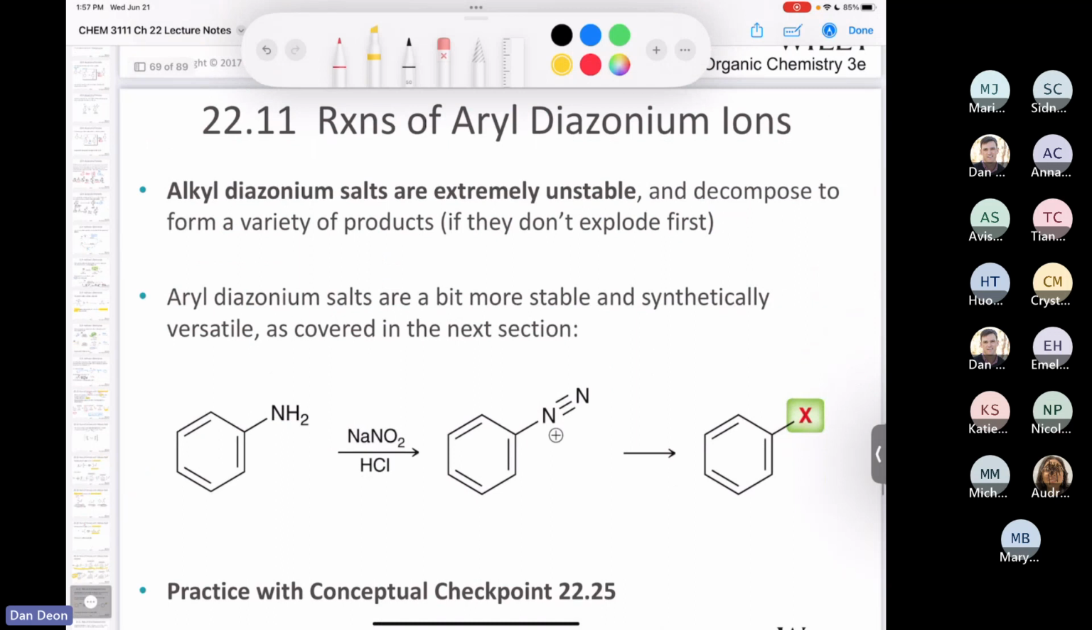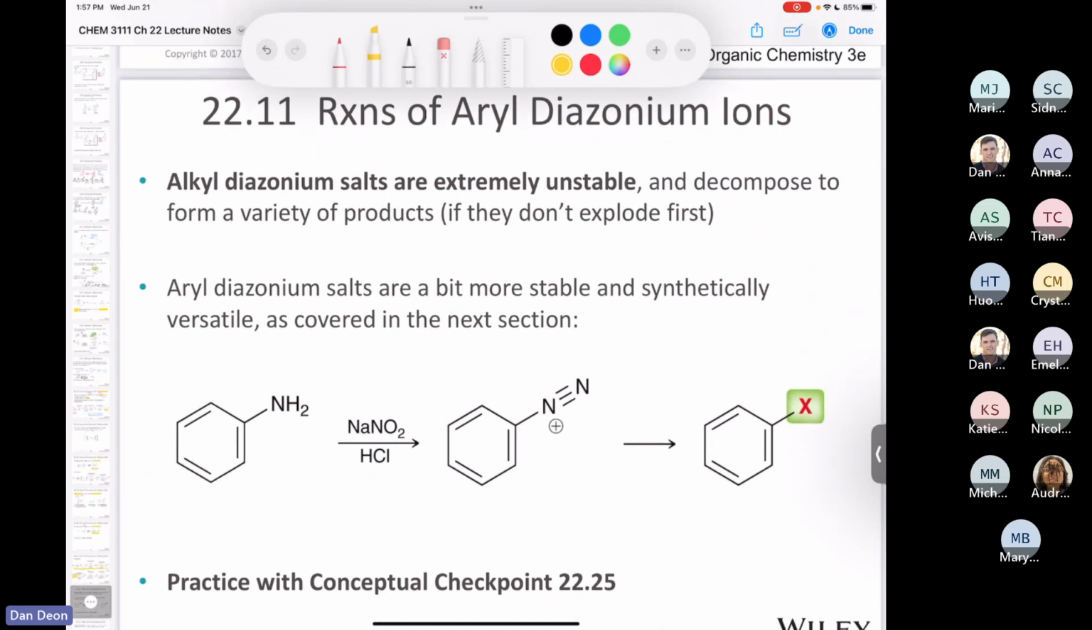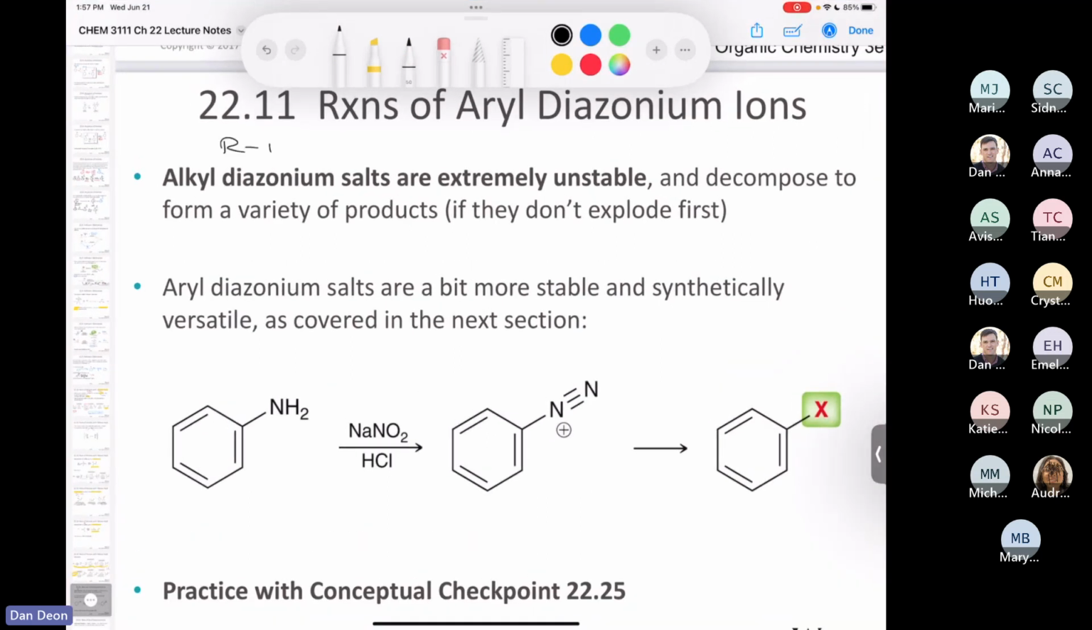So what can you do with a diazonium salt? Great question. The first one is, if you have an alkyl diazonium salt, those are actually really unstable, and they can explode, and they usually rearrange anyway to give you a whole variety of products. So that would be if you had some kind of just generic R group and then a diazonium, which we can usually just write like this, okay? These are explosive, so, not very useful when R is an alkyl group.